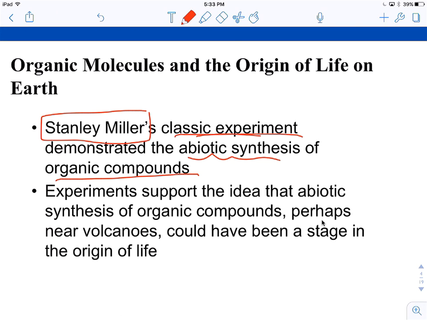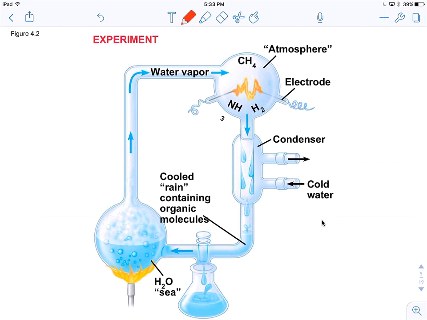So we knew kind of the things that were in the atmosphere and available on Earth before there was life. And this guy wanted to see if he could mix these things up and make them into organic molecules. So abiotic synthesis, so abiotic means not living, of organic compounds, perhaps near volcanoes or deep sea vents, had to have been essential for this. Okay, and this is the Miller experiment. It's often called the Miller-Urey experiment as well.